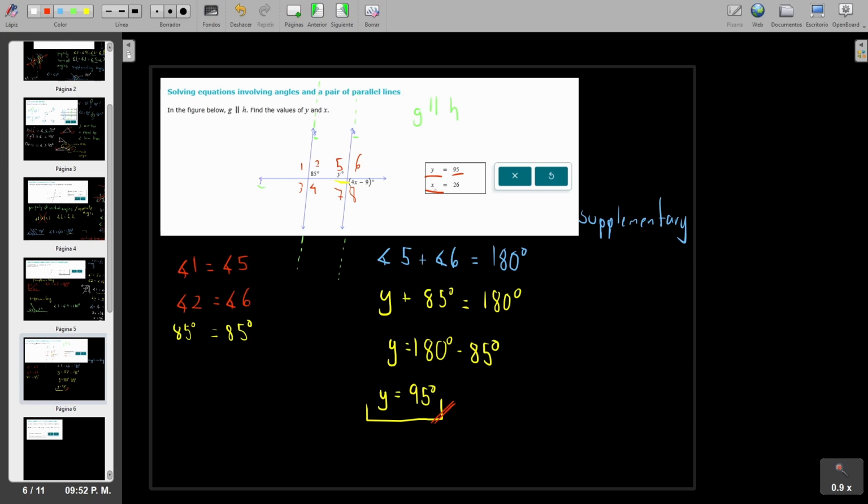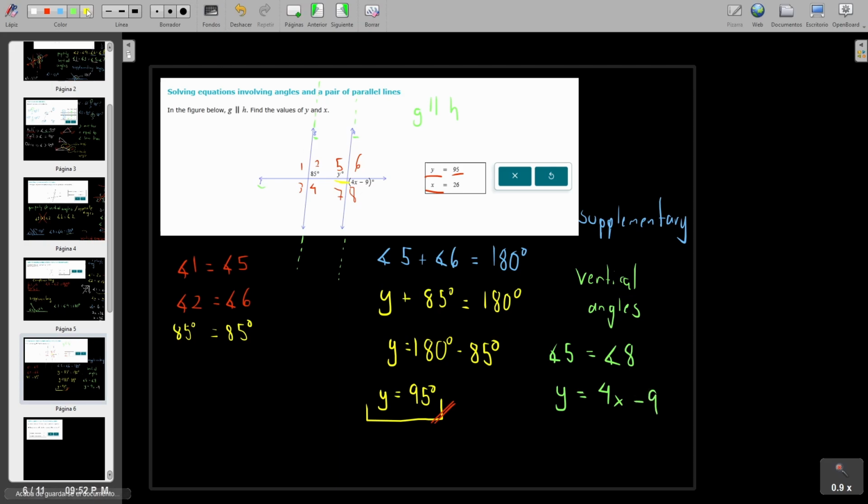Now we can find the value of x. Remember, now we're going to be using vertical angles. The property of vertical angles, which means number 5 is going to be equal to 8. Why? Because they are opposite. We put it this way. Now, number 5 equals y, and that is the value of 4. Number 8 is the value of 4x minus 9.